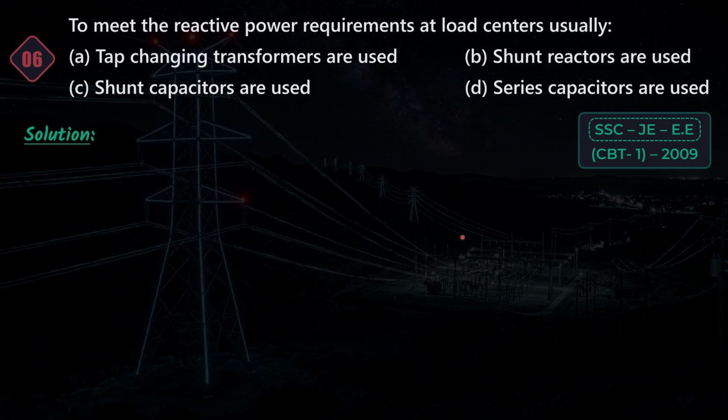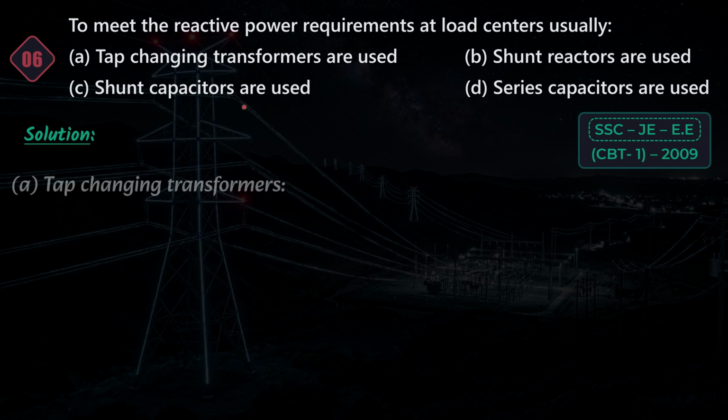Therefore, we have to install equipment at the load center so that they should supply leading reactive power. To meet this demand locally, we use shunt capacitors. Think of shunt capacitor as a local generator of reactive power. By installing them in parallel with the load, they supply the reactive VARs that the inductive load requires. In simple terms, inductive loads need volt-ampere reactives and shunt capacitors provide them. That is why option C is the standard practice.